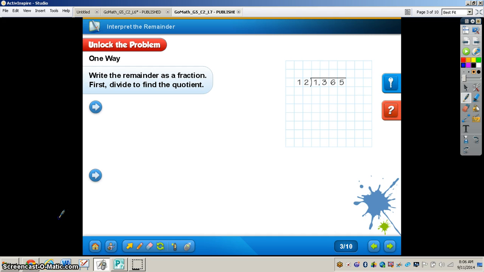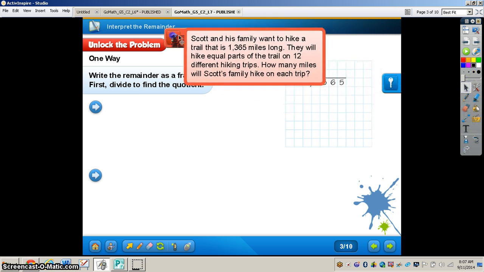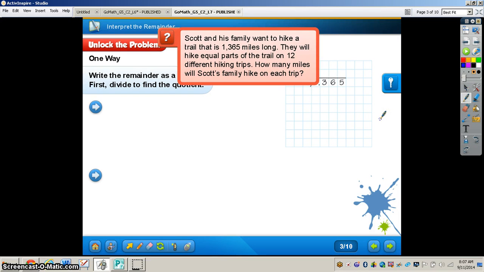Now you can see at the top of page 87 it says Scott and his family want to hike a trail that is 1,365 miles long. They will hike equal parts of the trail on 12 different hiking trips. How many miles will Scott's family hike on each trip? Now, what we are going to do first of all, it's always important to underline that question. So this is what we're going to figure out, because if we don't know the question we're trying to figure out, it's going to be hard to figure the problem out. So you need to do that.